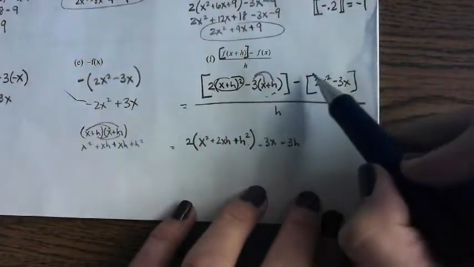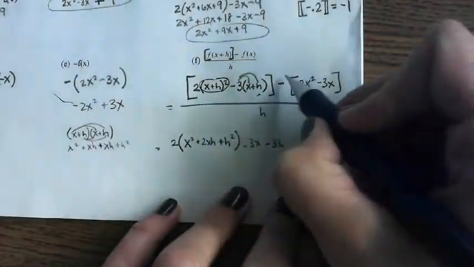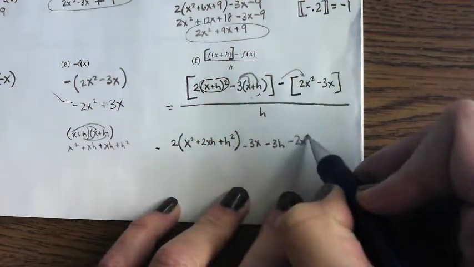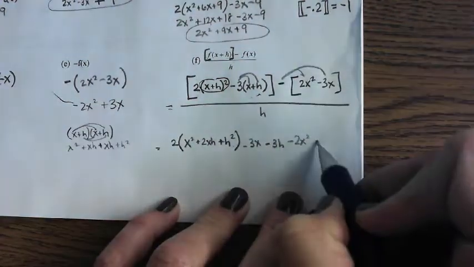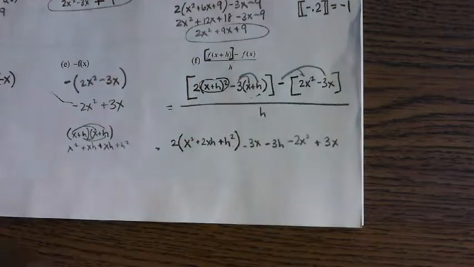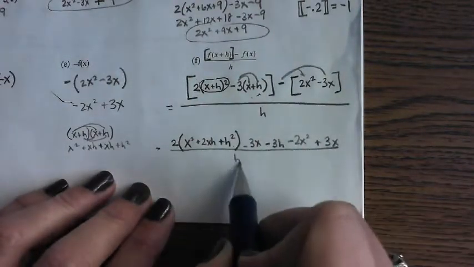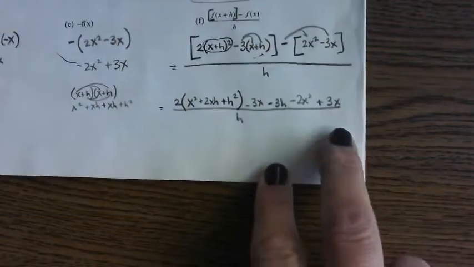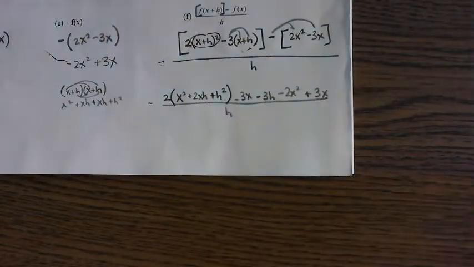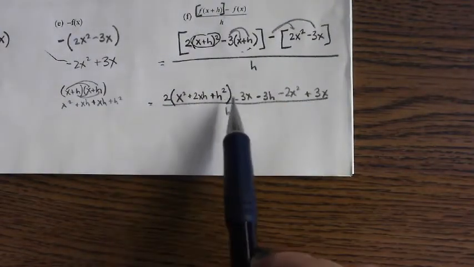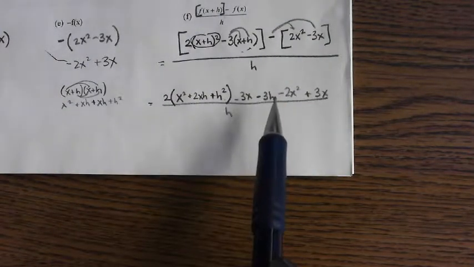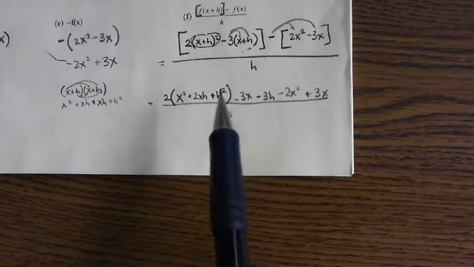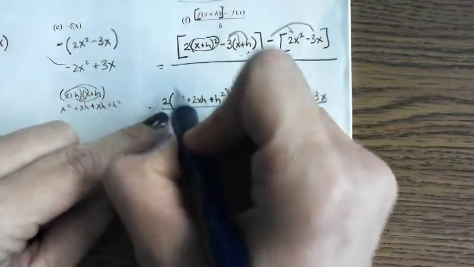And I can distribute my negative sign right now. So minus 2x squared plus 3x all over h. Now, because I'm running out of room, and I don't like to write more than I have to, I'm going to combine the next two steps, which is distributing the 2 and combining like terms. If you don't want to do that all at once, you don't have to, but I'm just running out of room.